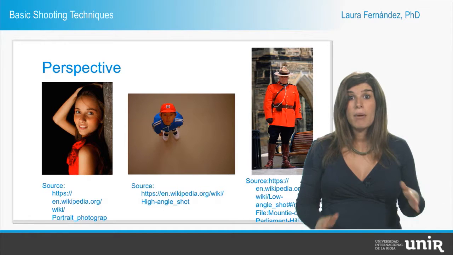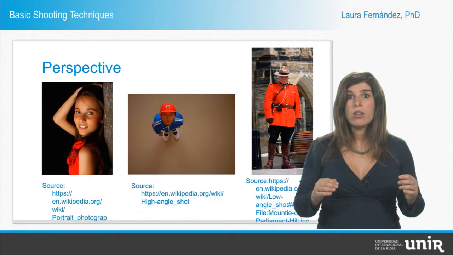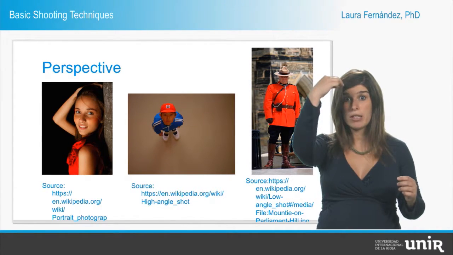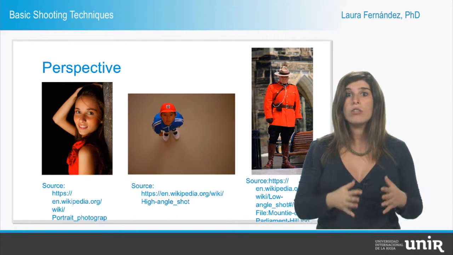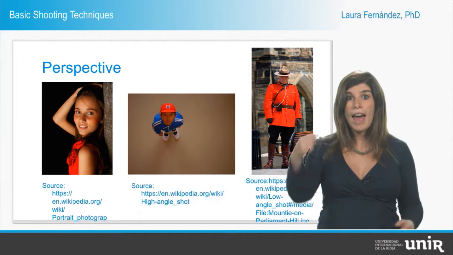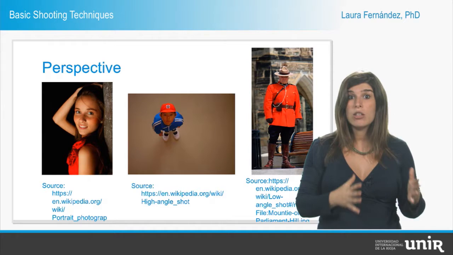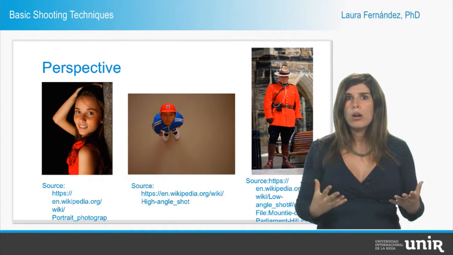Last but not least, about perspective, we need to decide camera height. We can shoot a character with the camera at his eye level, below his eye level, or above it. When we present people with the camera at their eye level, we are trying to engage the audience with his or her emotions. If we present them with a high-angle shot, we are kind of crushing them to the ground. They are presented as weak or powerless. When we use a low-angle shot, they appear strong and powerful.